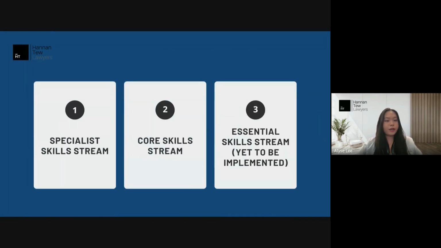So these are the 3 streams under the SID visa program. The specialist and core skills streams are now in effect since December 2024. The Australian government has mentioned that they are developing what they are calling an essential skills stream. This may replace the labour agreement stream. Further details are yet to be released.